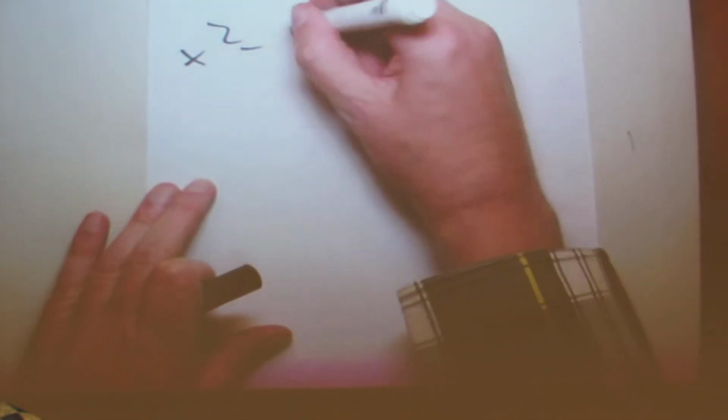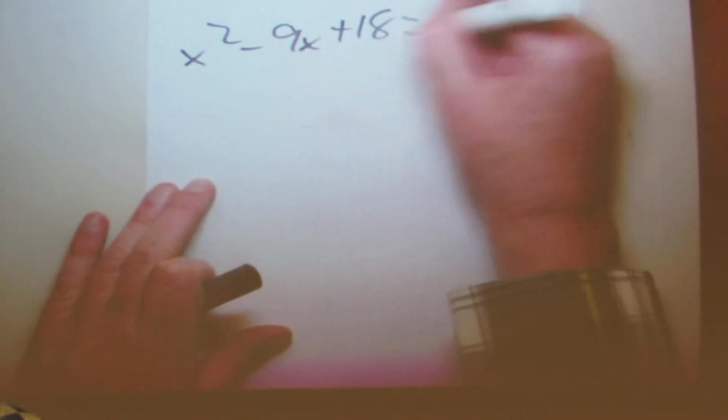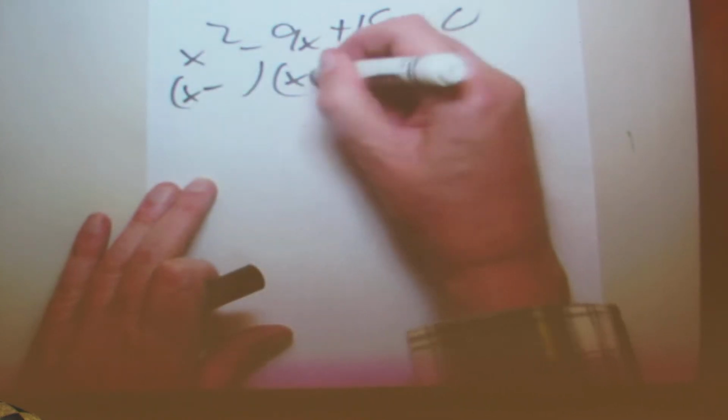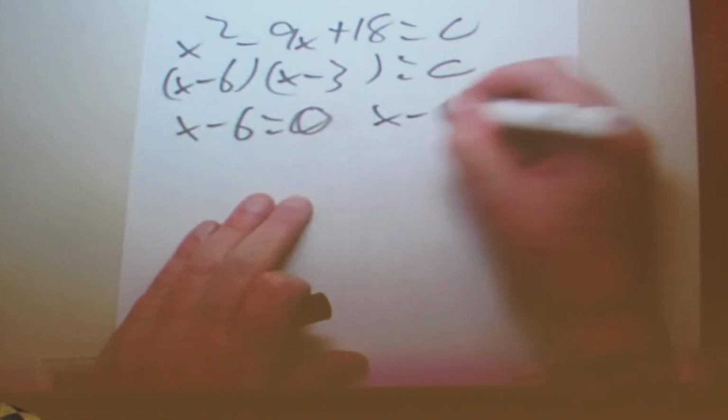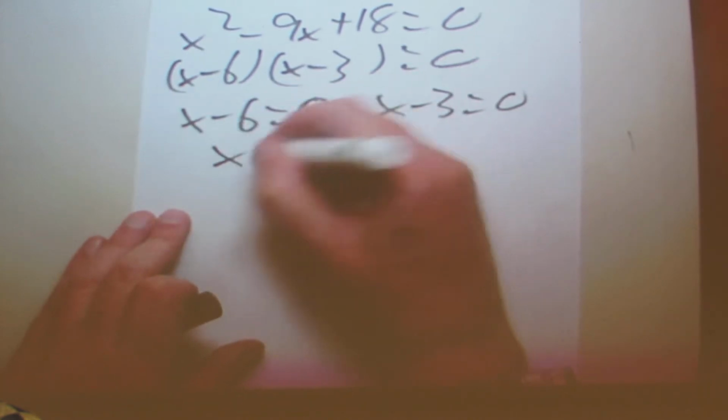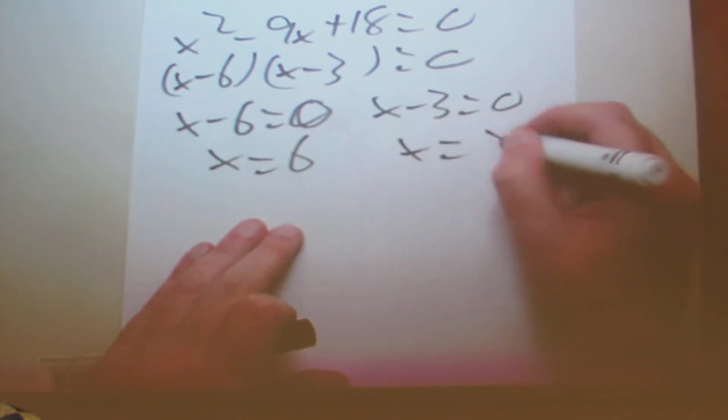Next, we're going to do one where we actually have to solve for x. So let's say that we have x squared minus 9x plus 18 equals 0. So we can see that we're going to have two negatives. So x minus, our two factors of 18 that add up to 9 are 6 and 3. Now we set each to 0. X minus 6 equals 0. X minus 3 equals 0. So x can equal 6 or x can equal 3.